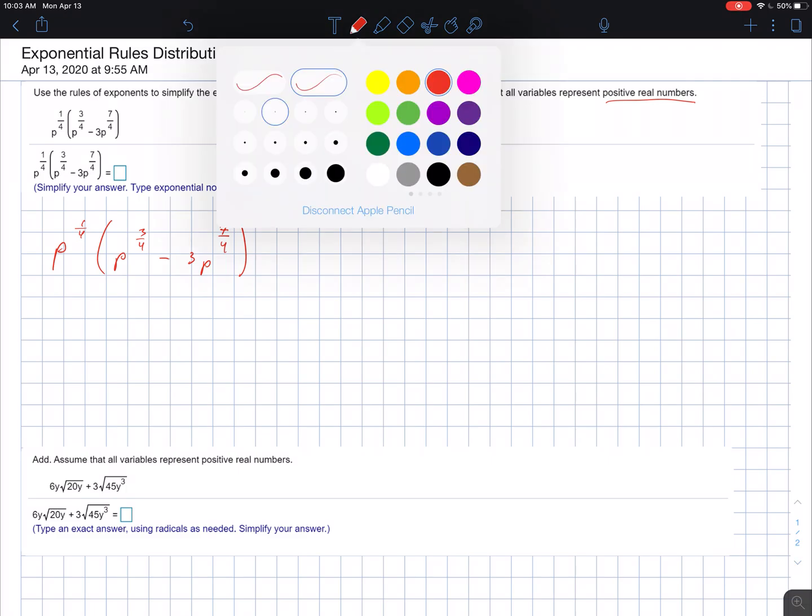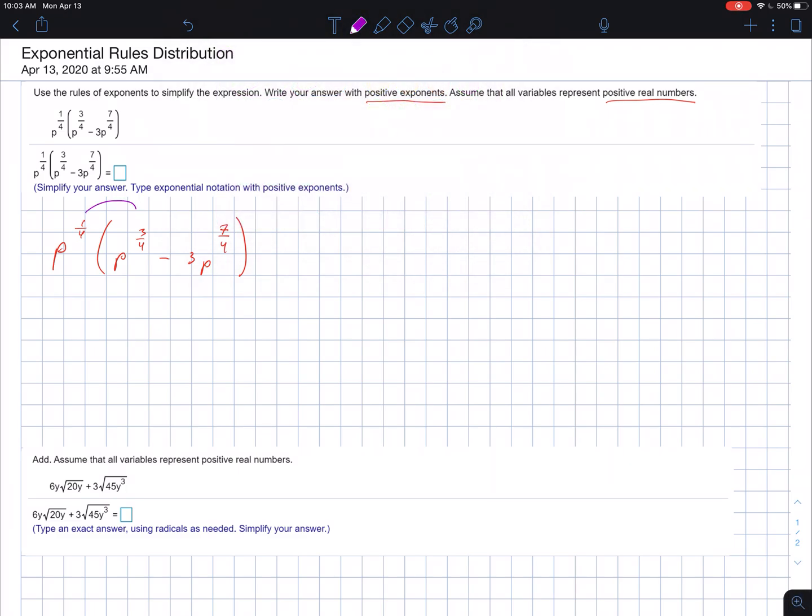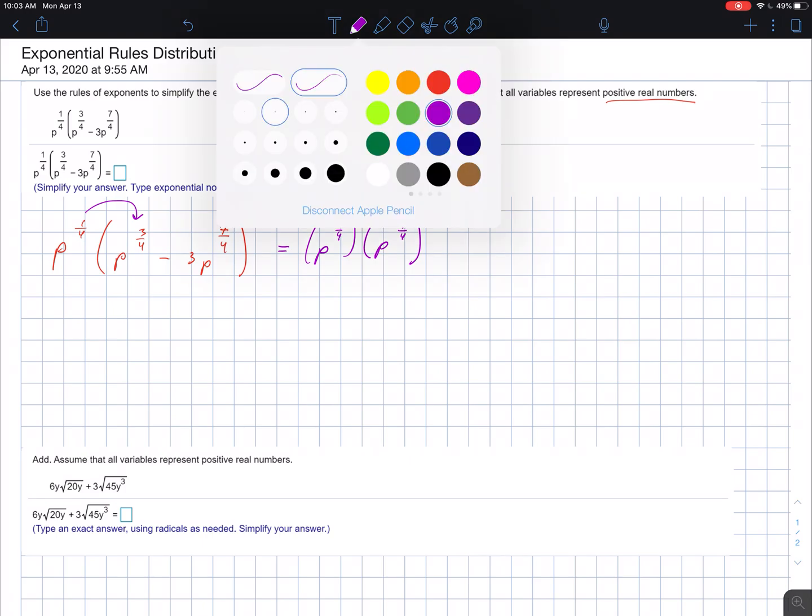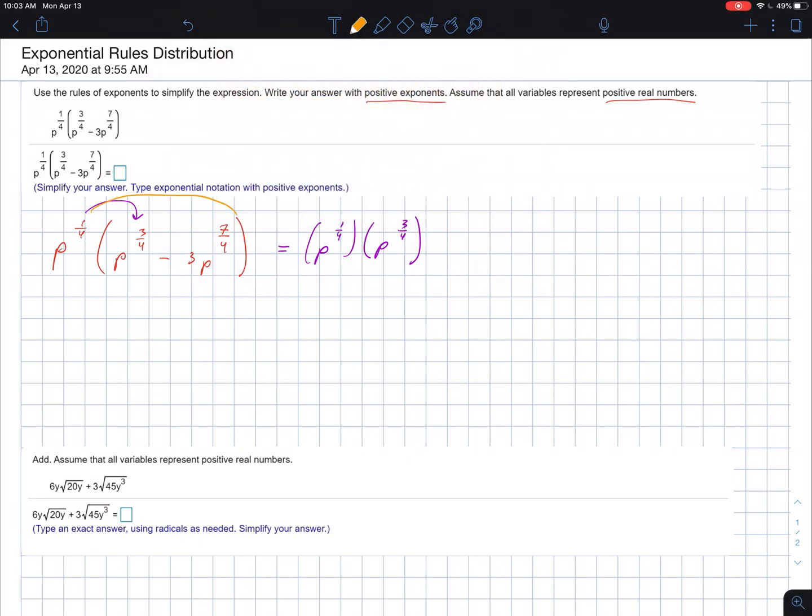Well, this is easy. We're just doing distribution, right? So we distribute. So the first one that we're going to have is P to the 1/4, right, times what? P to the 3/4, right? Now let's do another one, another color. Now we have minus P to the 1/4 times the quantity 3P to the 7/4.